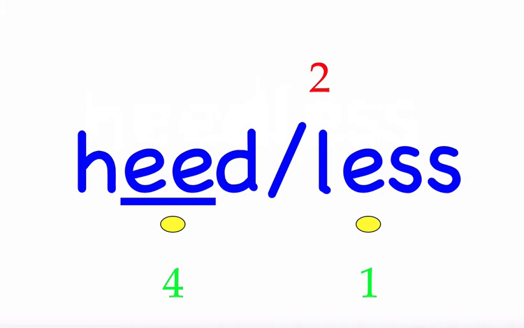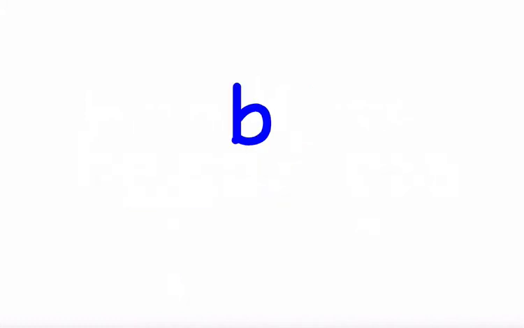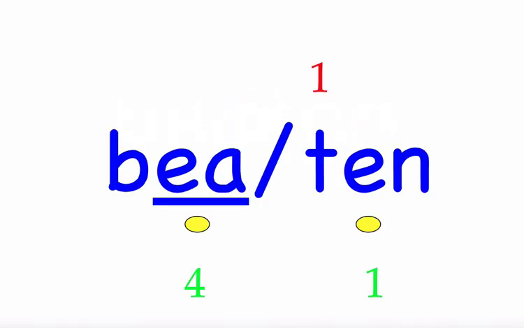Beaten. Beaten. The team was soundly beaten. Beaten. Bea, 2 sounds. B, E. Ten, 3 sounds. T, E, N. Beaten. Mark the word.